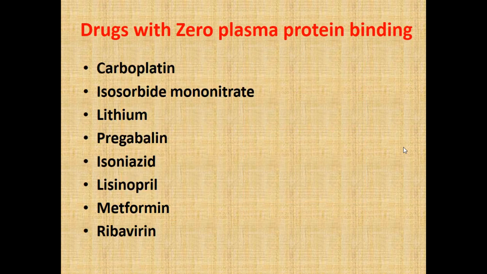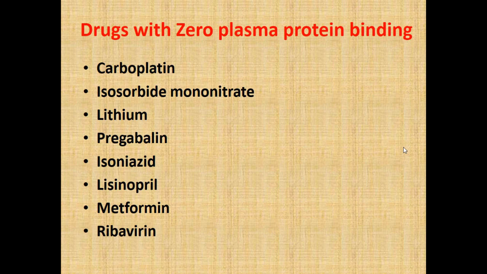Then drugs with zero plasma protein binding, which means these drugs will not bind to plasma protein, like isosorbide mononitrate, lithium, pregabalin, then isoniazid. That is all related to distribution. But in this distribution topic, three important things you should remember: the volume of distribution, factors affecting volume of distribution, redistribution, and plasma protein binding. These are very important short note questions, and plasma protein binding is very important.